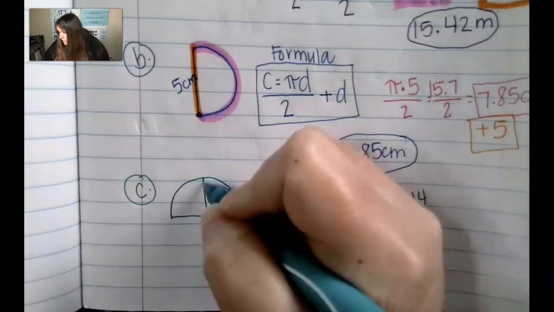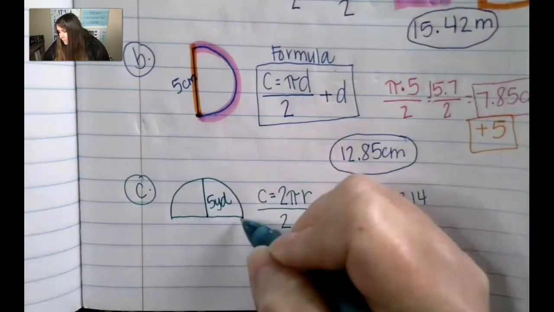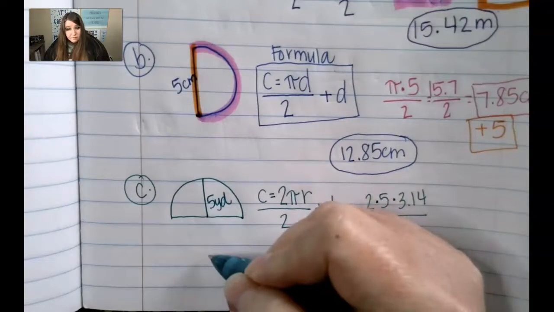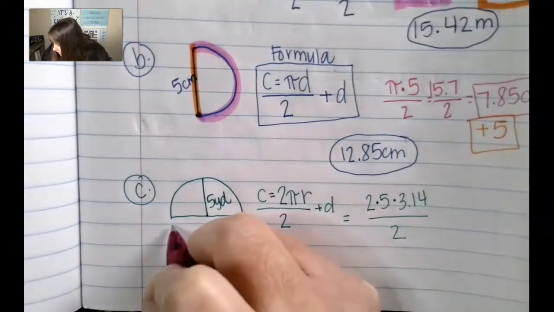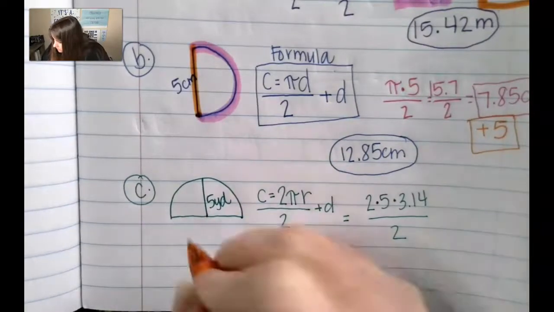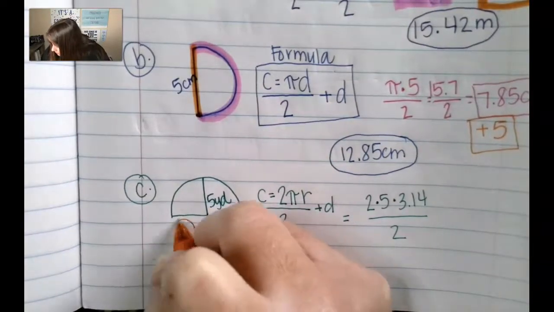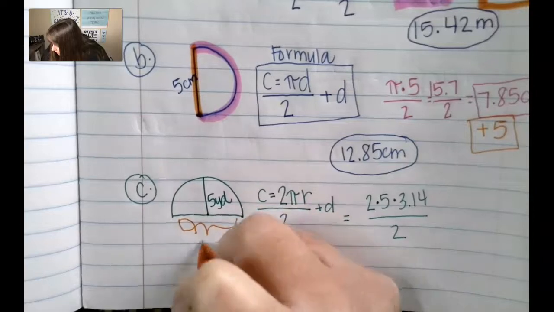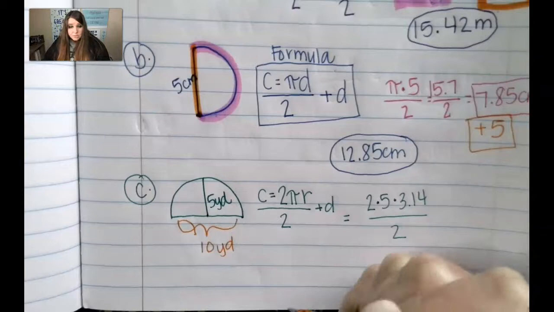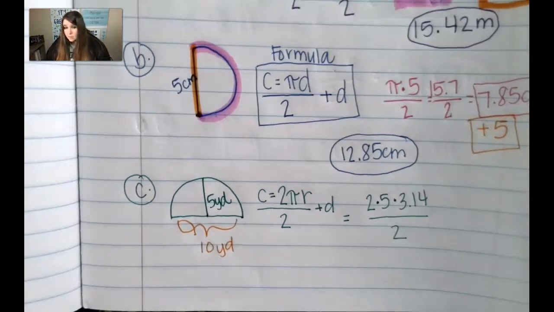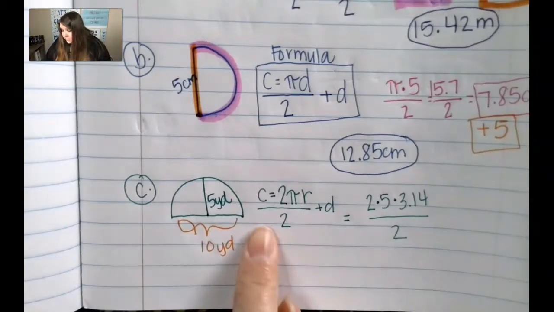If I were to continue this line and finish out the other side of the circle, 5 and 5 gives me 10. So this area right here is 10 yards. Okay, so we can just double that. That's 10 yards. So my diameter here is 10.